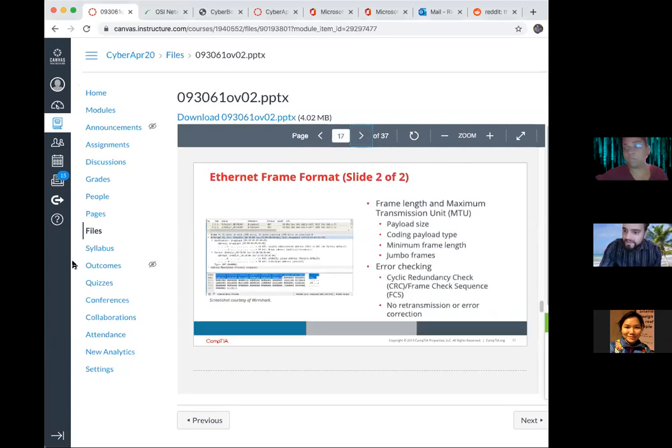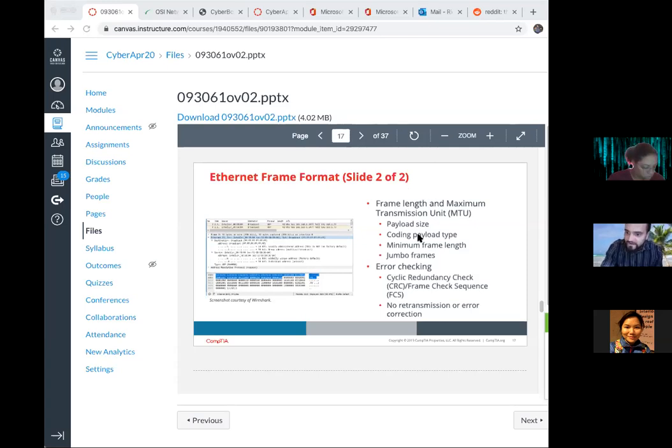All right, so frame length and maximum transmission unit. The 802.3 standard has a 2 byte field to specify how big the data or the payload is going to be, and this can be between 46 and 1500 bytes normally. The upper limit of that is called the maximum transmission unit, the MTU.